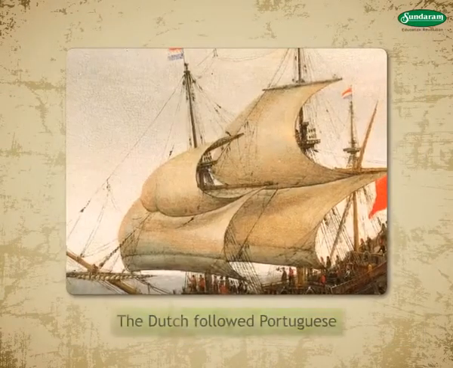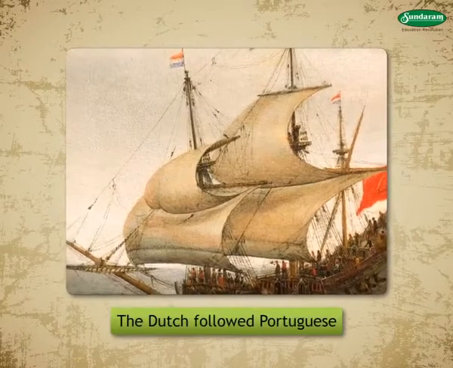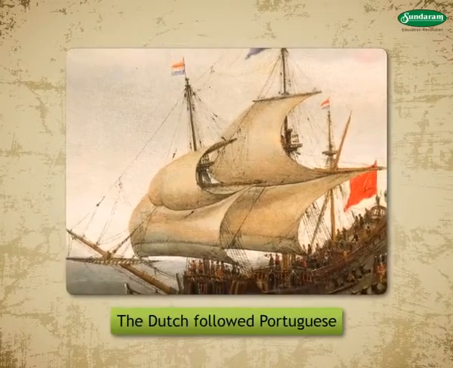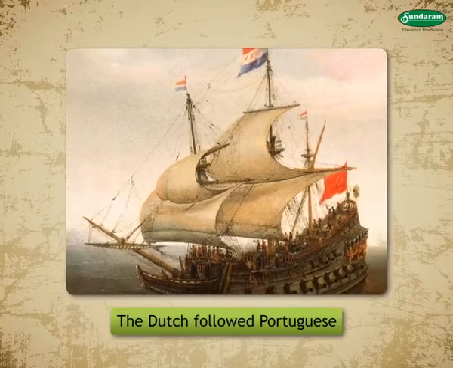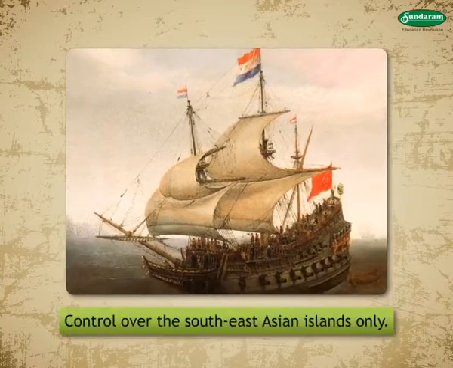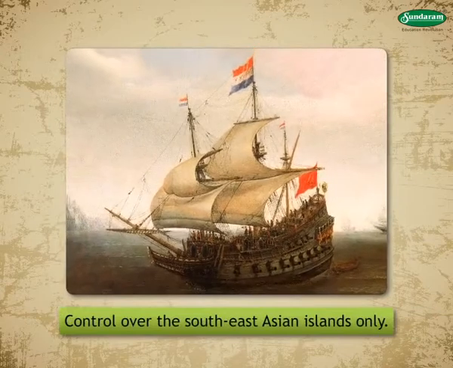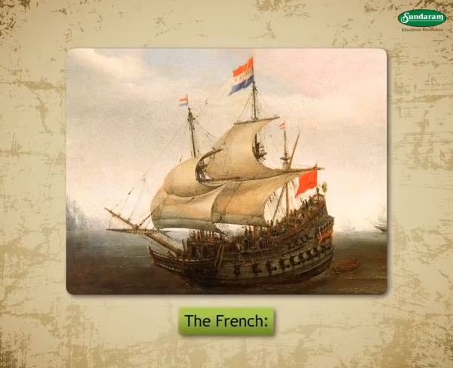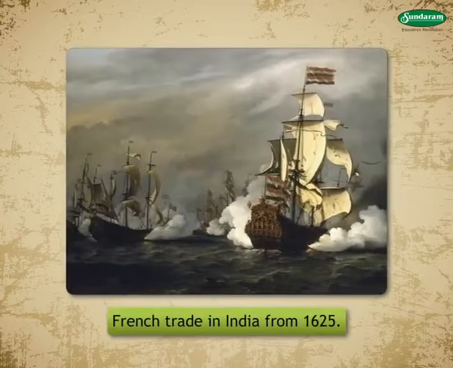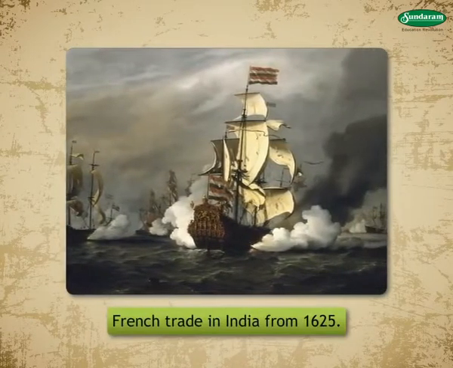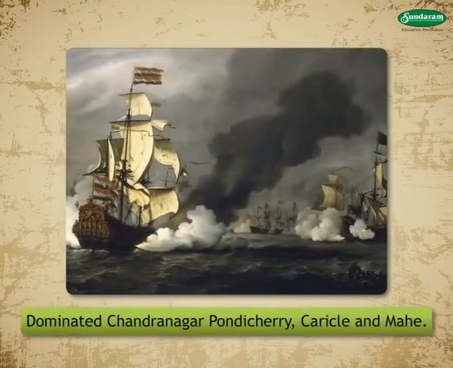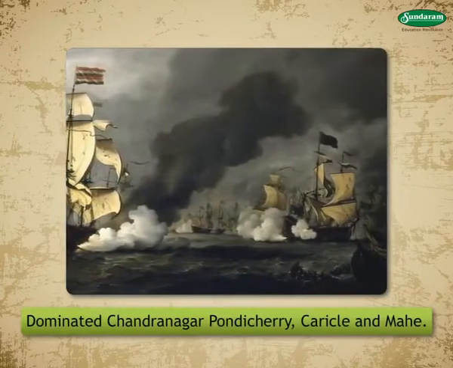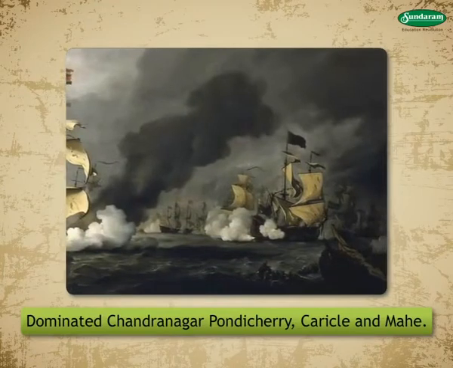The Dutch. The Portuguese were followed by the Dutch in India. The Dutch too were interested in business. Thus, all that they could do was to establish their control over the Southeast Asian islands only. The French. The French began their trade in India from the year 1625. However, the French dominated Chandranagar, Pondicherry, Karaikal and Mahi.